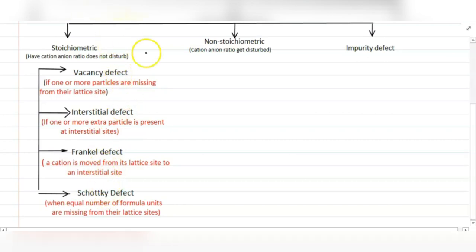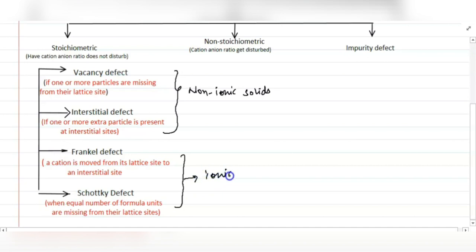Before going further, you should keep in mind that vacancy and interstitial defects are shown by non-ionic solids. However, Frenkel and Schottky defects are shown by ionic solids. So it means graphite, like diamond, like iodine, they are non-ionic solids in which ions do not exist. These solids can show vacancy and interstitial defects.